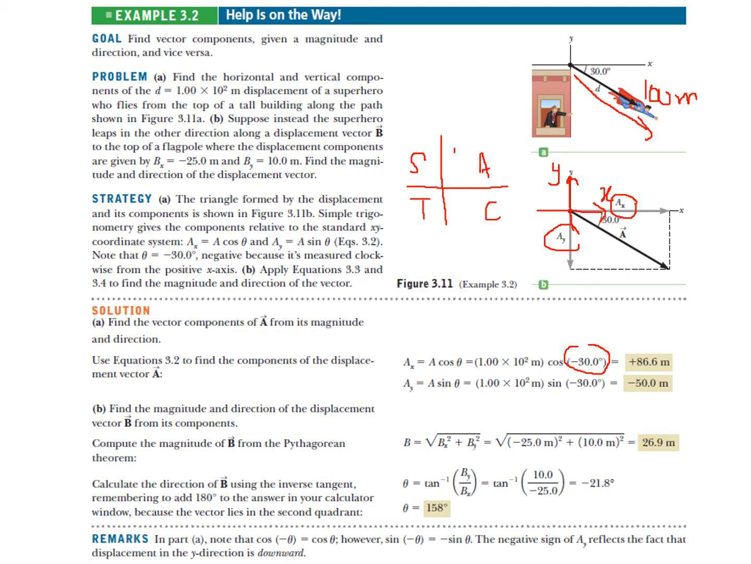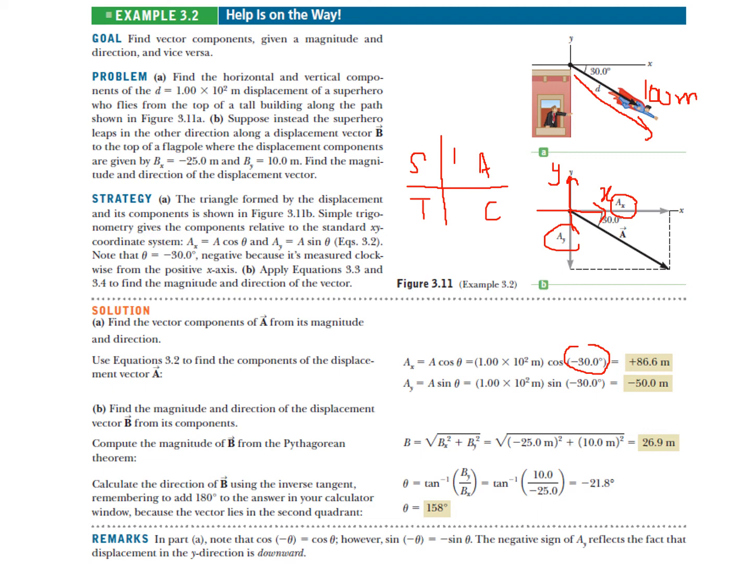This means that at quadrant 1 all values will be positive. In quadrant 2 only sine theta will give you a positive value, in the third quadrant only tangent will give you a positive value, and in the fourth quadrant only cosine will give you a positive value. So that's why they are using negative 30, since this is below the x-axis.